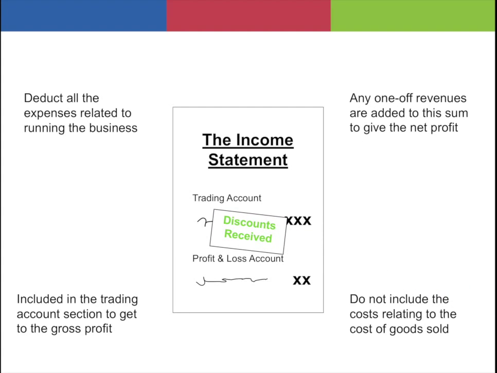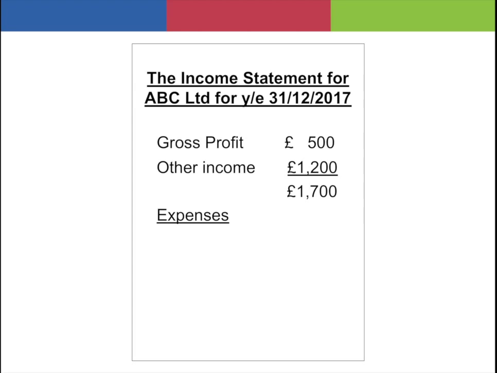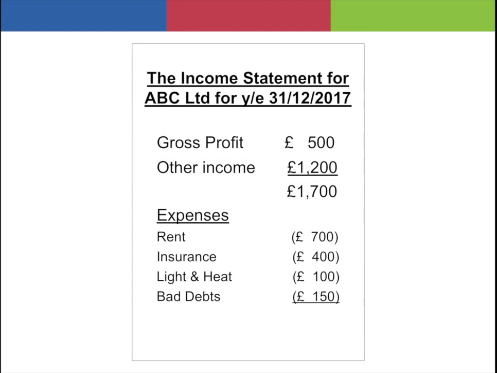Now let's have a look at how this will be laid out. First, we have the gross profit amount from the trading account section. We then add all the other incomes and revenues to the gross profit value. This could be anything ranging from the rent received by the business's tenants to the discounts received from the business's suppliers. Then we take away all the other expenses used in the period other than the ones that have already been included in the cost of goods sold. In this example, the other expenses include rent, insurance, light and heat expenses, and bad debts. As a result, this gives us a net profit.